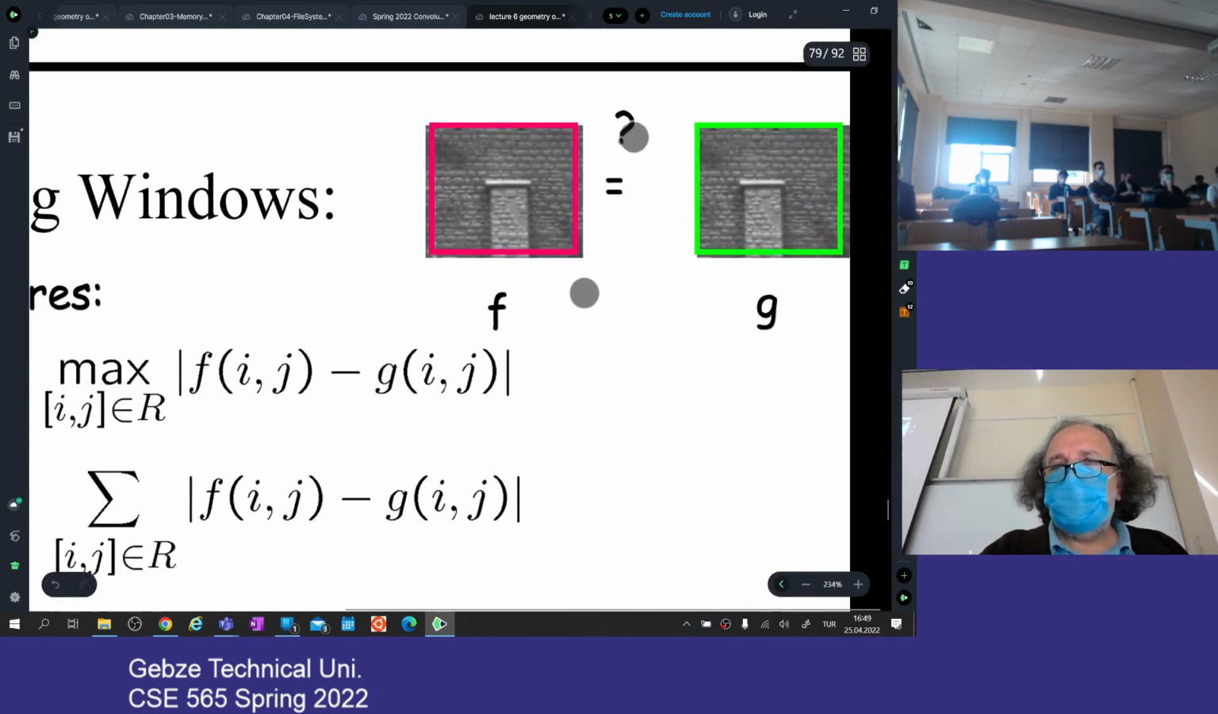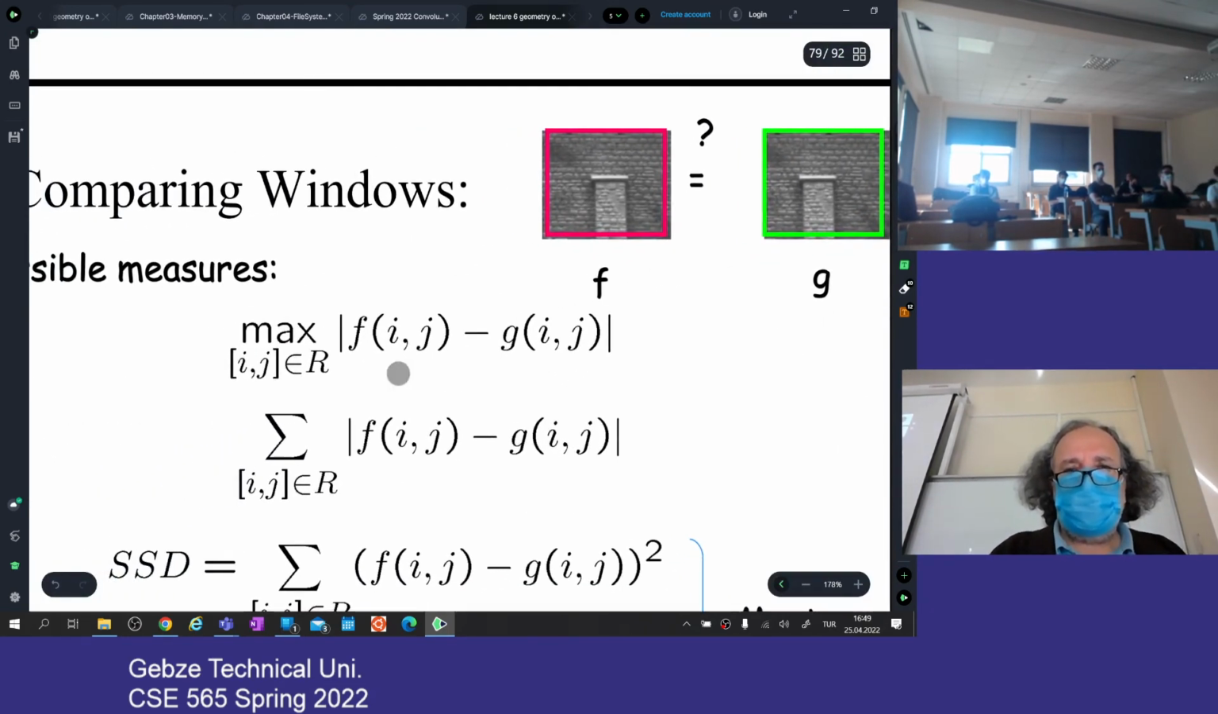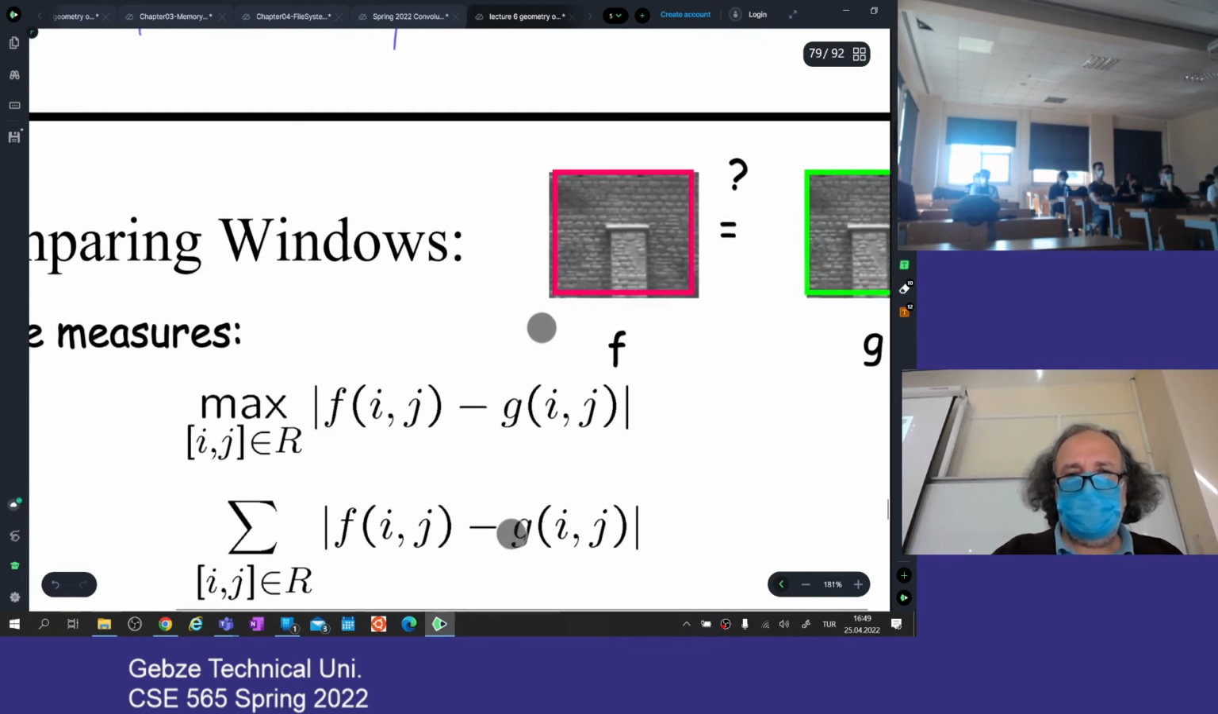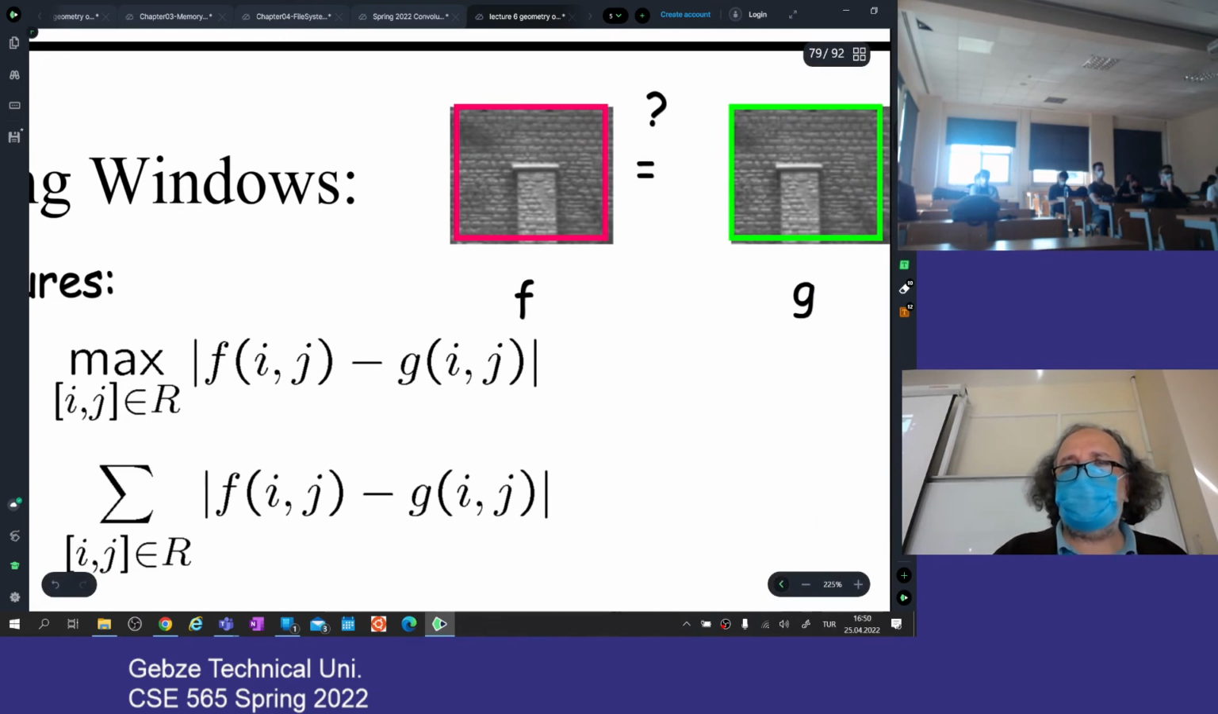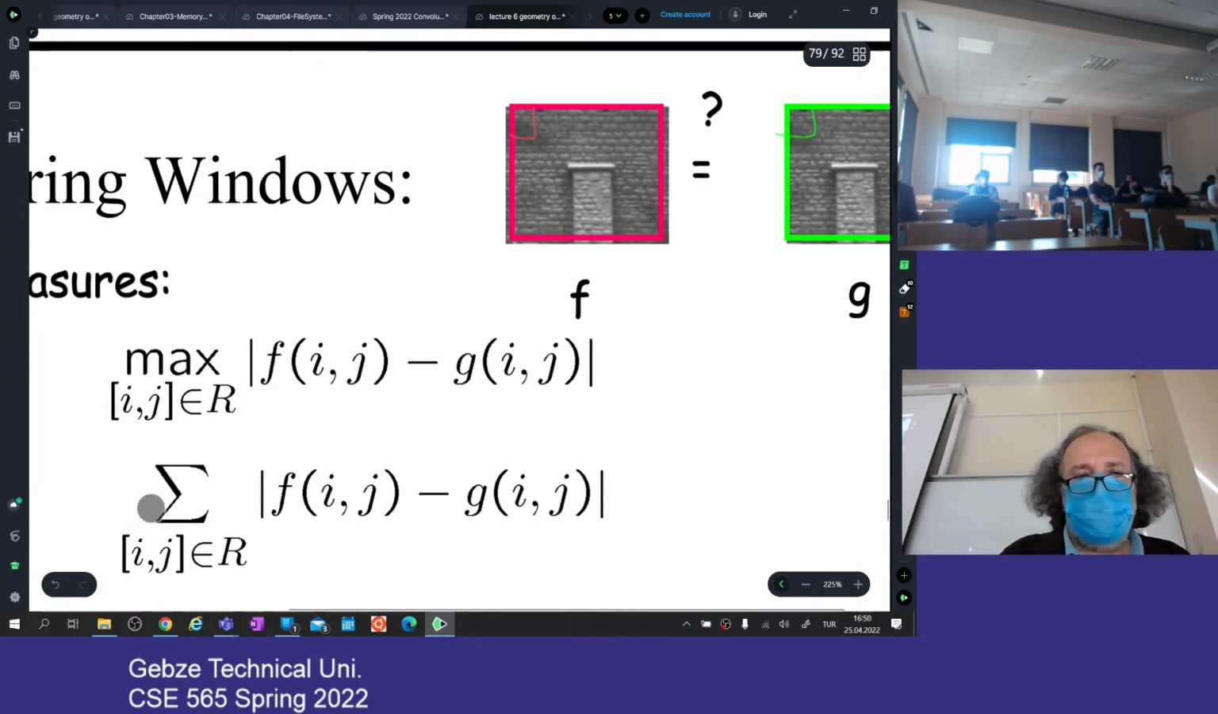Okay, so do you like this? How about this one? What does it say? It says find the maximum difference between these two windows, right? Okay, look at this part and look at this part, take the difference and do the same thing for all the corresponding ones and find the maximum one. That will be your similarity. This one says that find the differences between all the corresponding elements between these two windows and add them up.